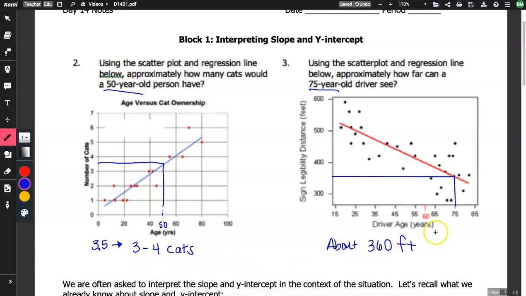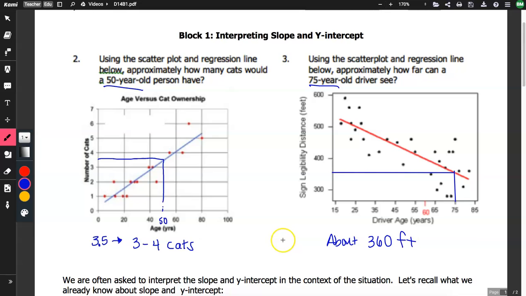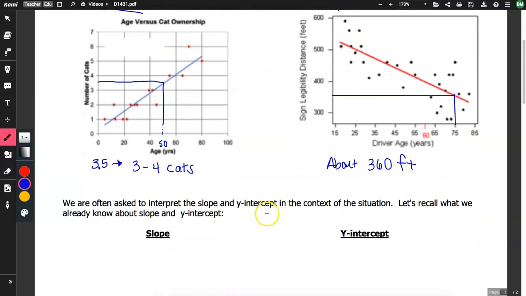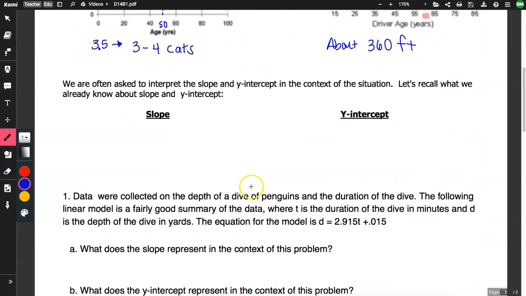And the next one was about how far a driver can see based on their age, asking about a 75-year-old driver. Find 75, follow to the regression line, and follow that over to the y-axis, about 360 feet. If you said 350, that's fine too, because it's a big approximation right here. Okay, so with that in mind, we're going to talk a little bit more about slope and y-intercept.